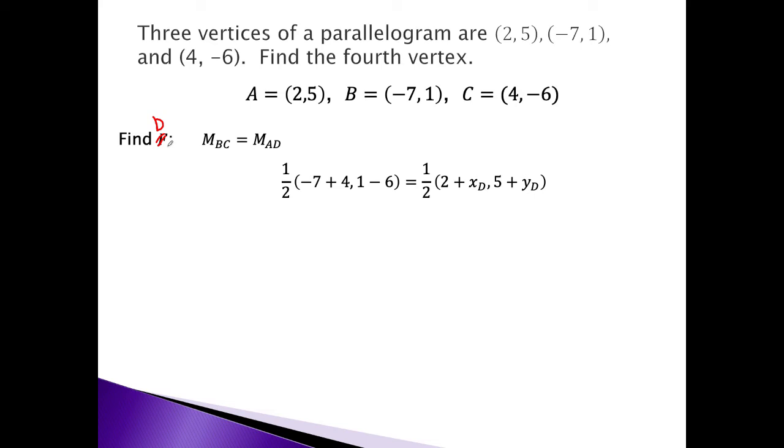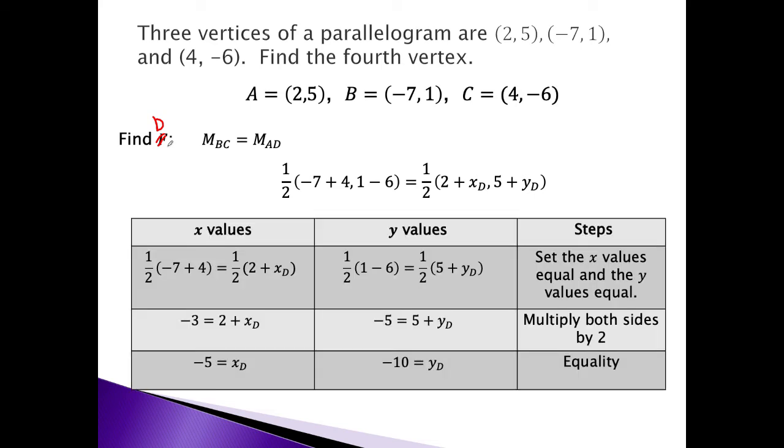So that is 1/2 of (-7 plus 4, 1 minus 6) equal to 1/2 of (2 plus x sub D, 5 plus y sub D). I did this in a table so that we could find the x and y values at the same time. For the x values, we set 1/2 (-7 plus 4) equal to 1/2 (2 plus x sub D). For the y values, 1/2 (1 minus 6) equals 1/2 (5 plus y sub D). Then we simplify and multiply both sides by 2. I did two steps at once.